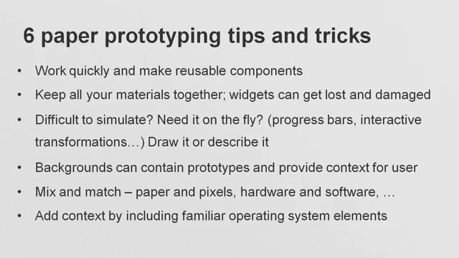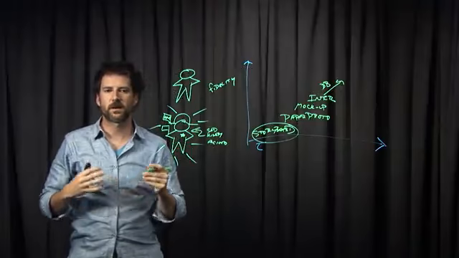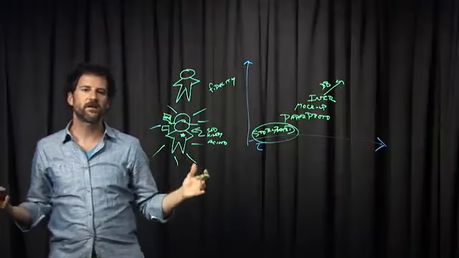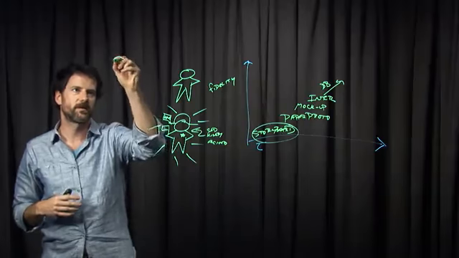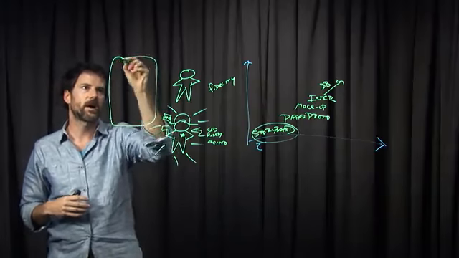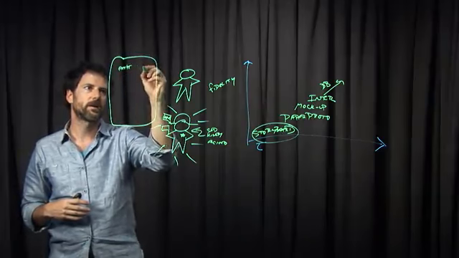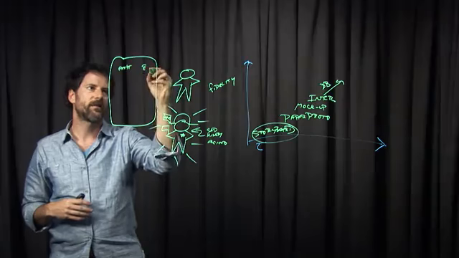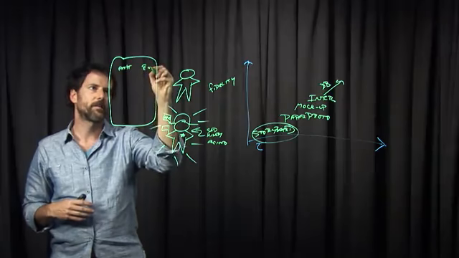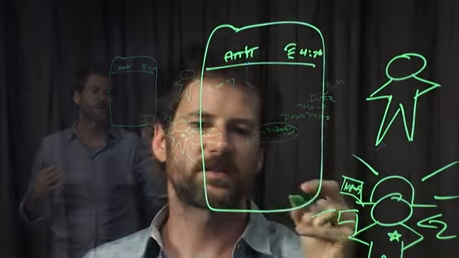And to help people get in the mindset of thinking of this as a real system, you might add in familiar operating system elements. So if I've got my mobile phone UI here, I might add in the carrier and my Wi-Fi and the time, stuff like that, to make it seem more real.